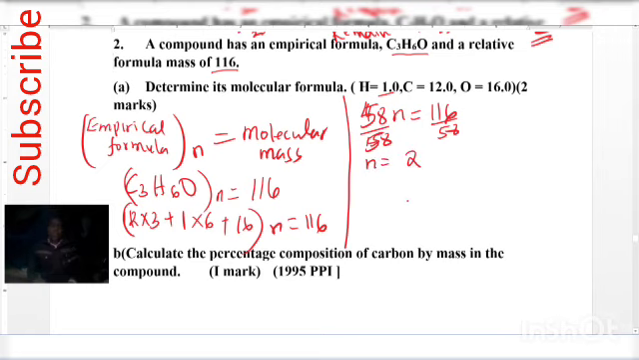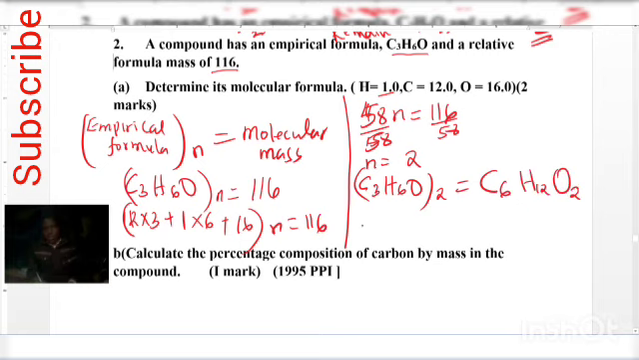If now we want the molecular formula, we multiply the empirical formula times the value of n that we have obtained. So C3H6O, we multiply times 2, and this will give us C6H12O2, and that is the molecular formula of that organic compound.